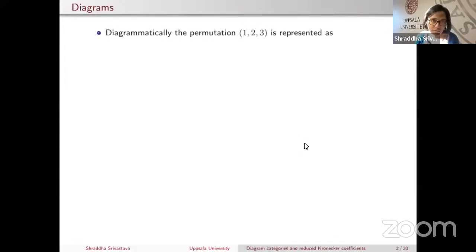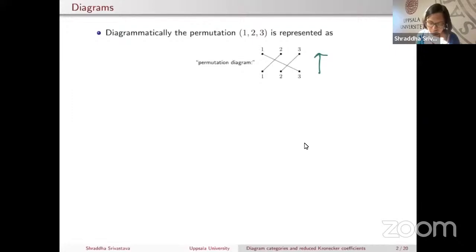The easiest example of a diagram can be given for a permutation by drawing it as a certain graph. For example, consider the permutation (1 2 3) written in cycle notation. Then we can draw it as a graph. We draw three dots on the bottom and three dots on the top and index them from 1 to 3, likewise on the bottom as well as on the top. And then we read the diagrams from bottom to top.